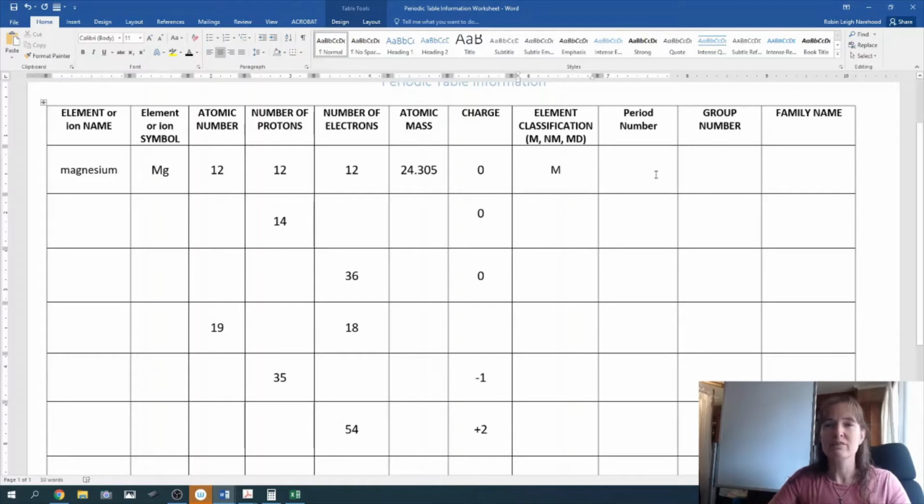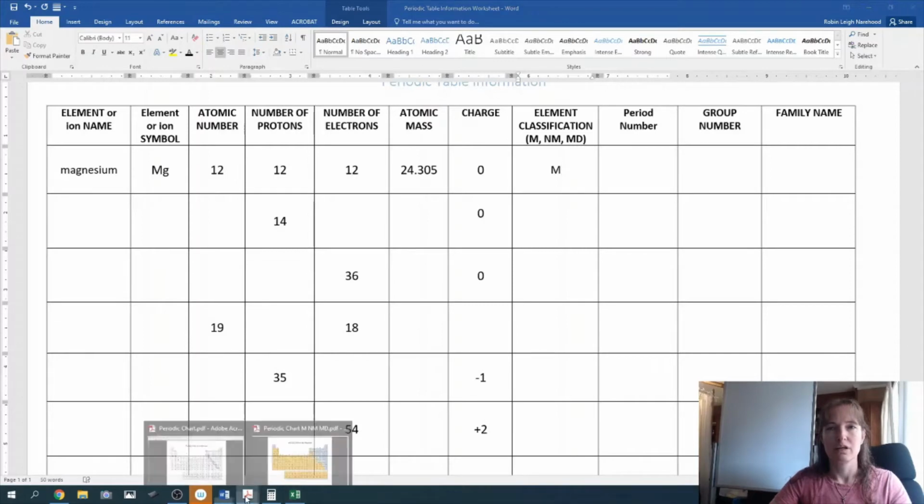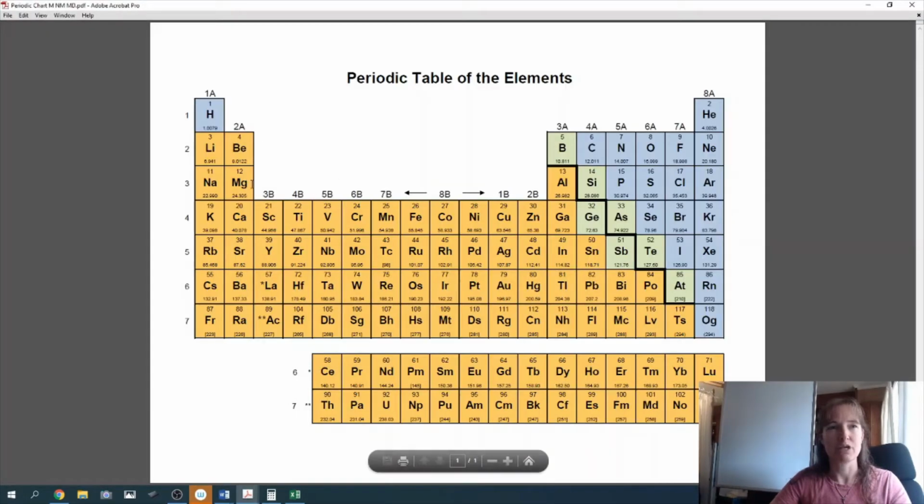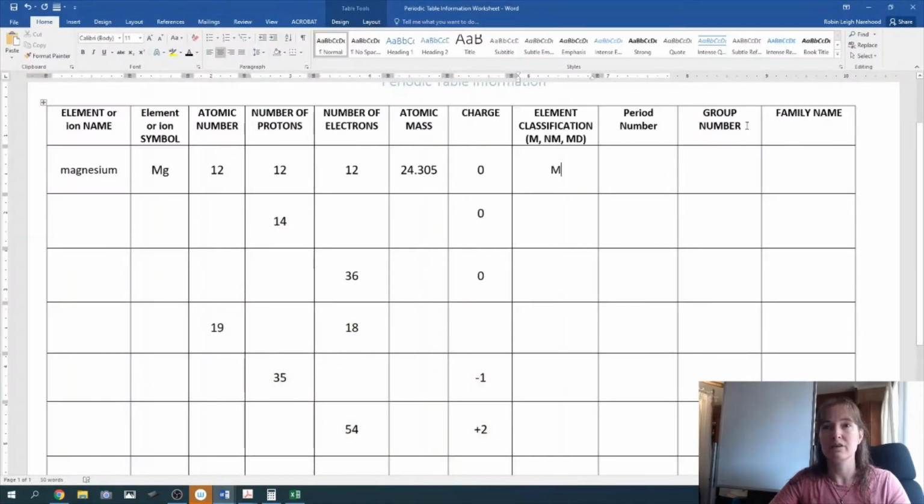And then where is the box located? What period number and group number do we have for magnesium? Magnesium is here. The group number is the number at the top, that's 2A, and the period number is the row that it is in, that's 3. So it is in period 3 and group 2A. Some of the groups have special family names, and the family name of any atom that is in 2A, those are called the alkaline earth metals.